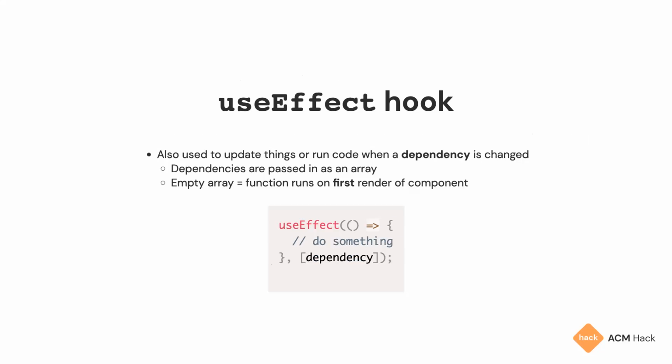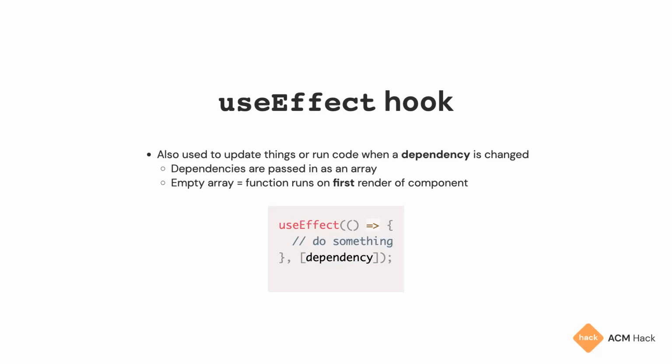So you can also use it to update things or run code when a dependency is changed. And dependencies are passed in as an array. So for example, let's say the dependency is a state variable, right? Let's say whenever you click on a cookie, you want to, I don't know, send that data to a server to say that you clicked it. That's not a very good example, but let's say we're doing that. Well, the dependency would be the variable clicks, and then the do-something here would be sending data to a server. So yeah, that's just the basics of it.